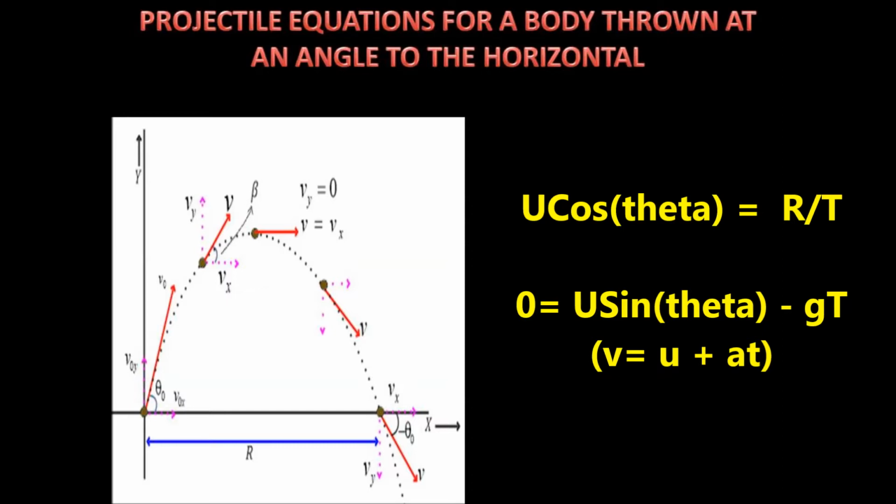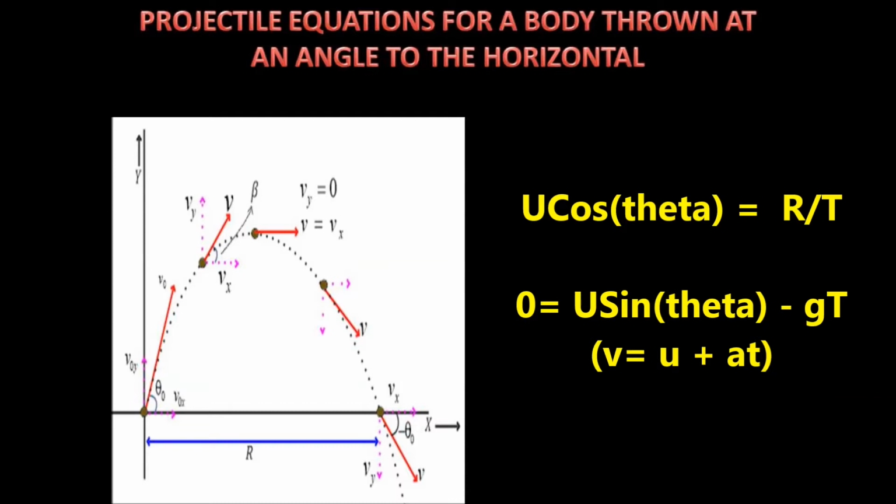So u cos theta is equal to R by t. U cos theta is the horizontal direction. In the horizontal direction, when you throw it at an angle, there is no gravity. So you have u equal to distance by time. That's all we took. See how simple we made it. There is no gravity on it. It's a single motion, s by t, R by t, where R is the range and t is the time of flight.